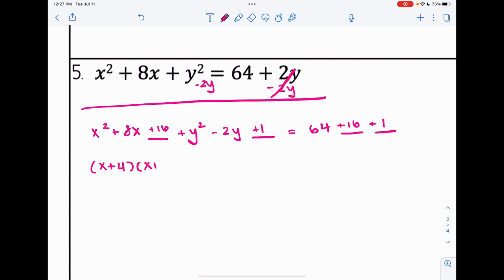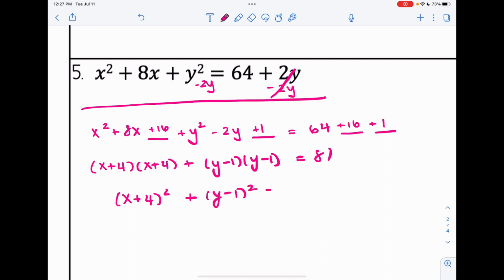X plus 4, x plus 4 once we factor, y minus 1, y minus 1, and over here we add to get 81. So x plus 4 squared plus y minus 1 squared equals 81. The center is -4, 1, and radius 9.